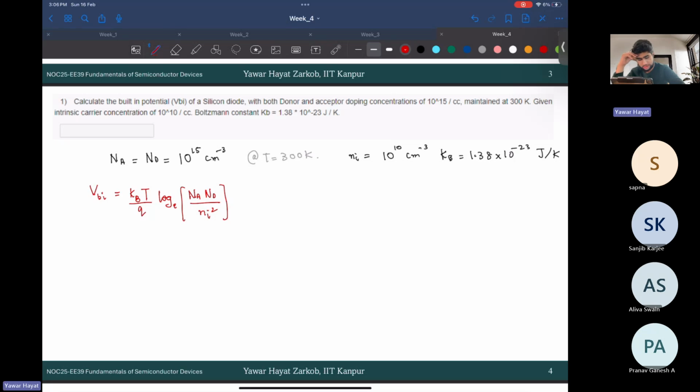In the first question, we need to compute the built-in potential of the diode. We have been provided donor and acceptor doping concentrations. The given temperature is 300 Kelvin, room temperature. The intrinsic carrier concentration is 10 to the power 10 per cubic centimeter, and your Boltzmann constant value is also provided. Just plug in the values and let me know what should be the VBI.